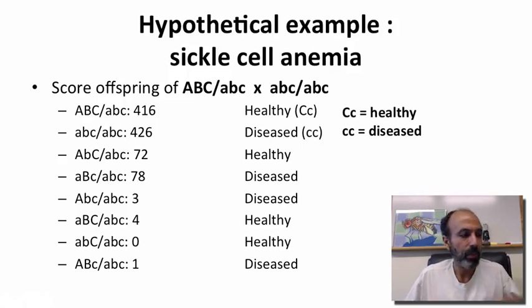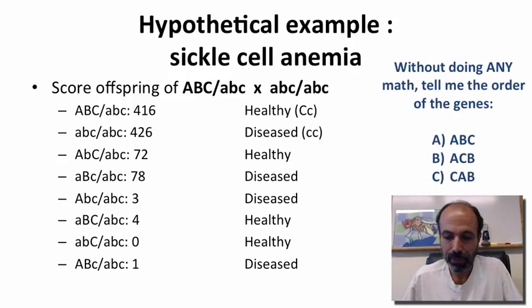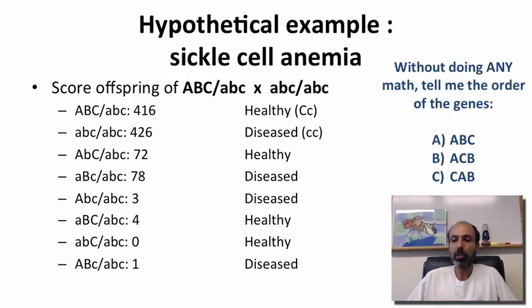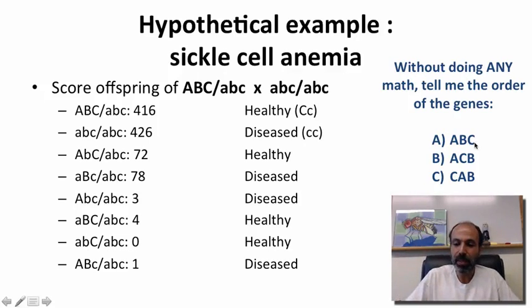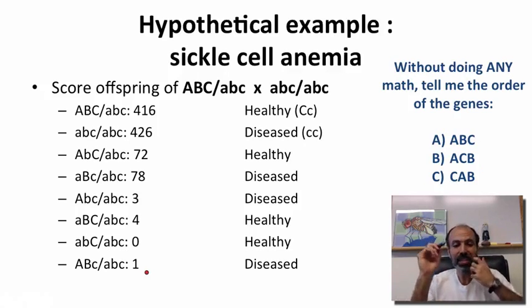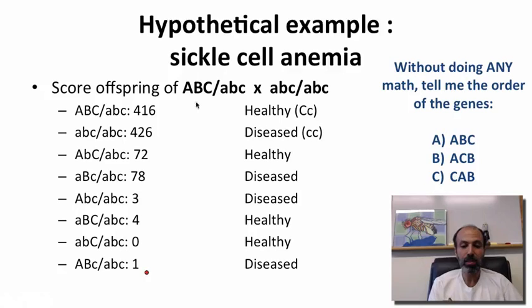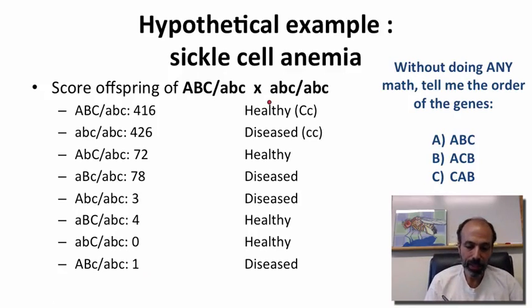Okay? So, without doing any math at all, I want you to tell me the order of the genes here. Is the C, the disease-causing mutation, between A and B? Is it off past B, or is it off past A? It's very simple. What you do in this case is you just try to figure out which one is the double recombinant. And from that, and since you know the phase, you can identify which gene is in the middle. Double recombinants are always the rarest class. In this case, the rarest class would be these right here.